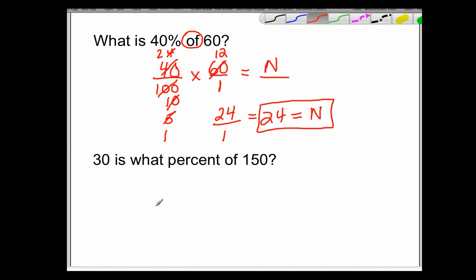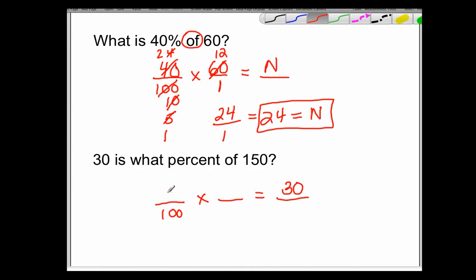Same structural problem. Some percent times some number equals another number. Let's plug it in. 30 is what percent? Is 30 going to go here? No, because it's not a percent. Is 30 going to go here? No, because it's not coming right after the word of. 30 is going to go right there. What percent? Do I know the percent?